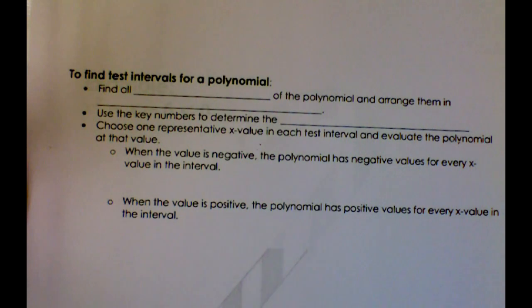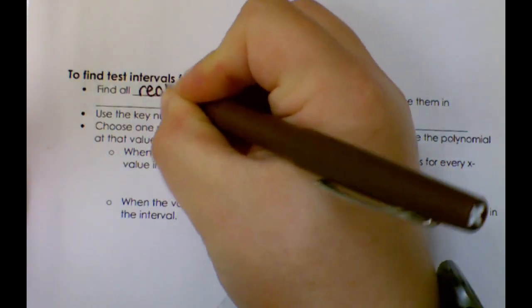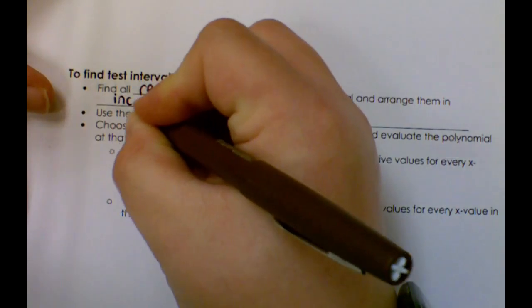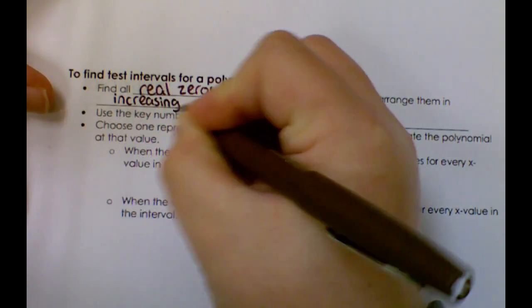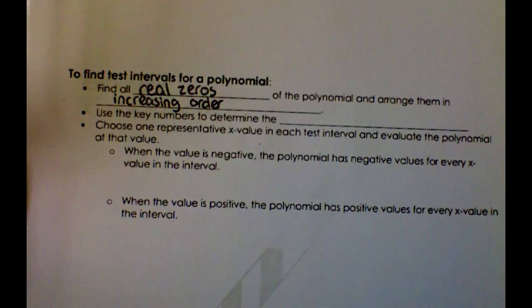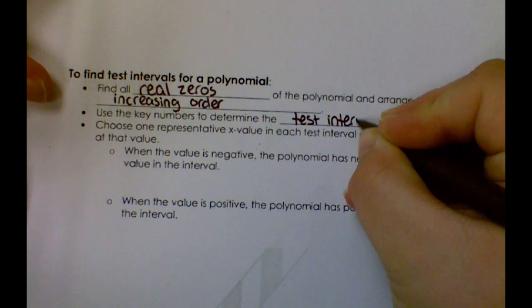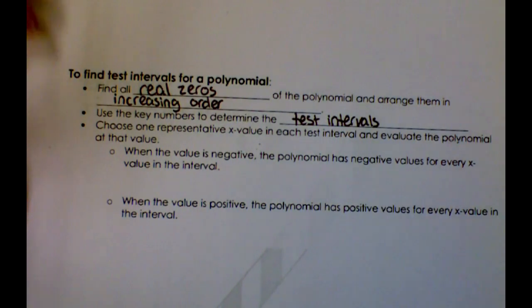To find our test intervals, here's what we're going to do. We're going to find all real zeros of the polynomial and arrange them in increasing order. That way I can put them on a number line. We're going to use the key numbers to determine the test intervals. We're going to choose one representative x value in each test interval and evaluate the polynomial at that value.